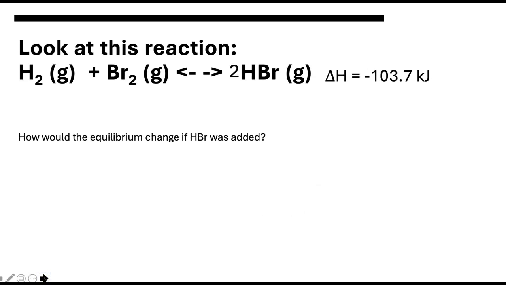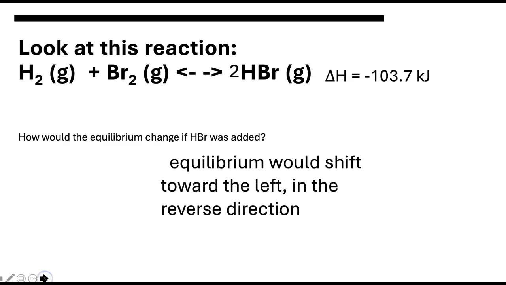Now, what happens to the equilibrium if HBr were added? So if additional product was added. Again, pause the video. And hopefully you're thinking that equilibrium would shift toward the left, toward the reactants, or in the reverse direction. Because with more products, then we can make more reactants.